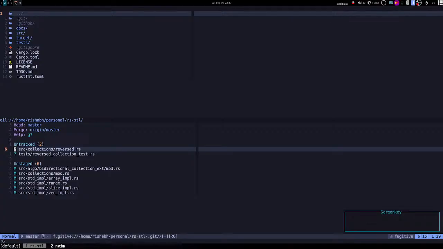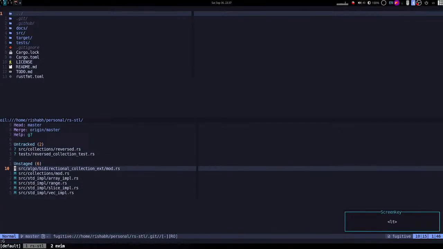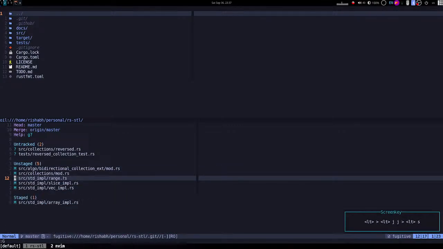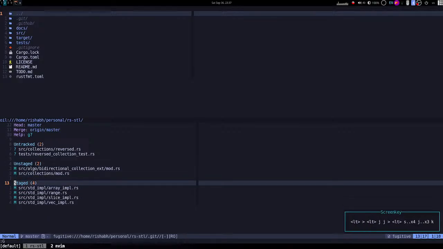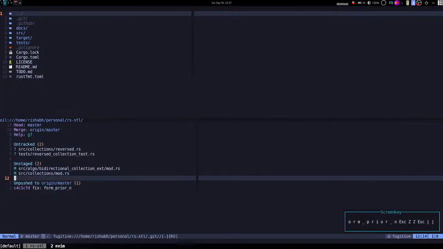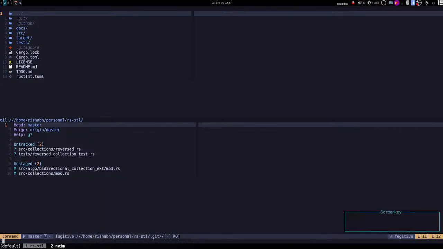Reversed collection. Collection, reverse collection test. Bi-directional collection. I guess this is for array. Slice this. Vec. Okay. Implement fix for prior and, okay. Yeah, that was a settled one.